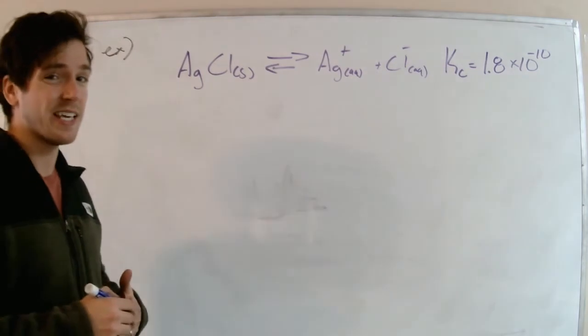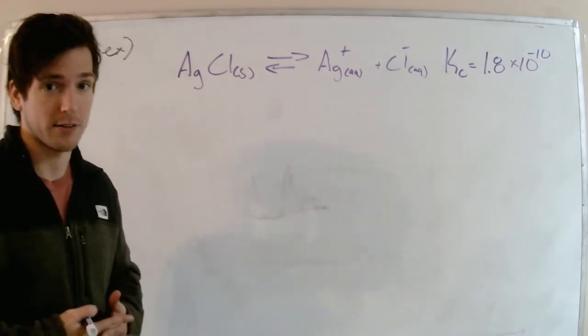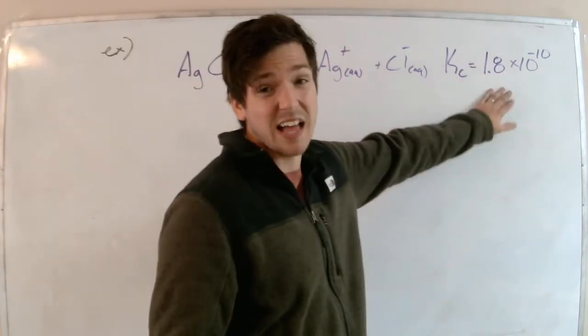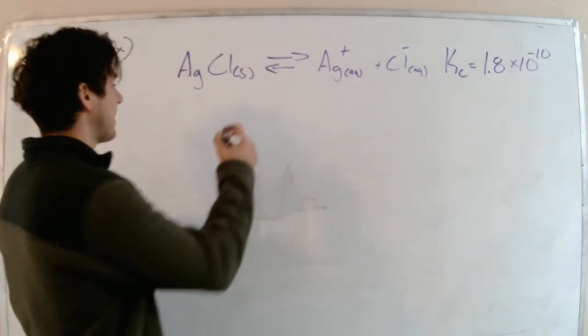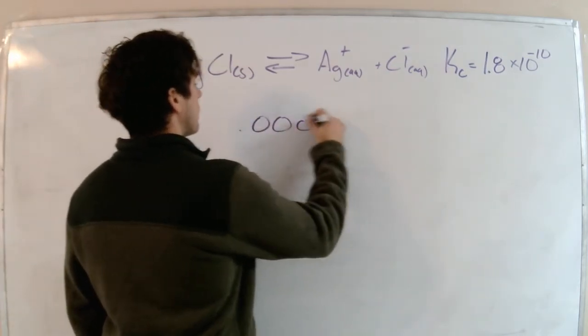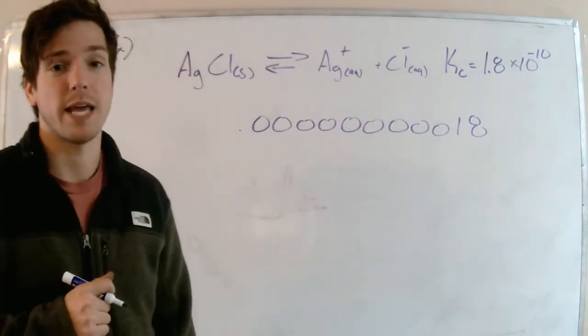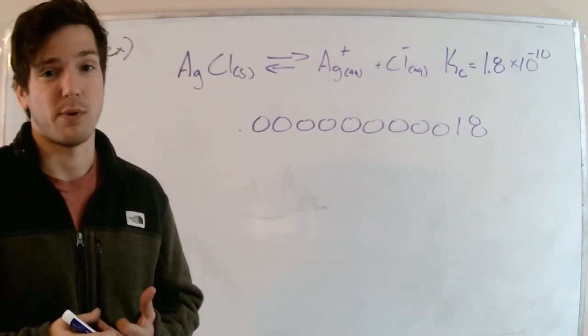So do you think that we're going to have a lot of reactants, or do you think we're going to have a lot of products? Well, when I look at my K, it is a lot less than 1. That is 1.8 times 10 to the negative 10th. That's 0.0000000000018. That is an extremely small K. That's a lot less than 1. So we're not actually going to have a whole lot of products here.